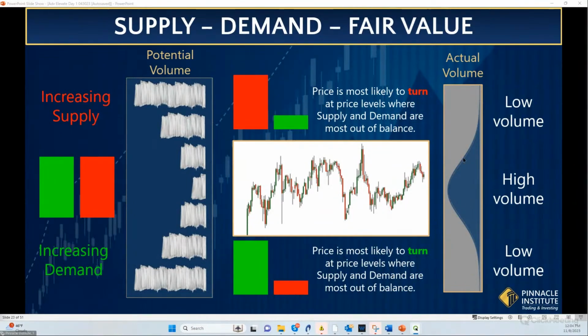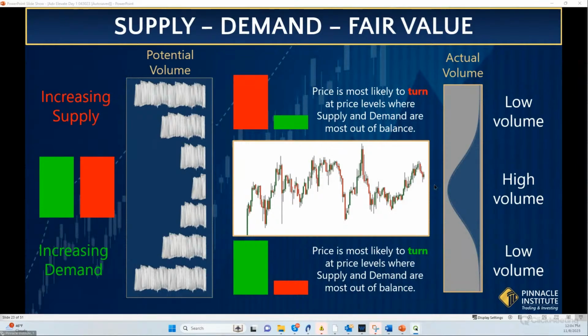The reason why actual volume is always going to be highest in the middle is because of the big imbalance here, the big imbalance here. And of course, the middle is fair value. Fair value is the price level where the majority of buyers and sellers agree to buy and sell. Does that make sense? Okay. Any questions on that?